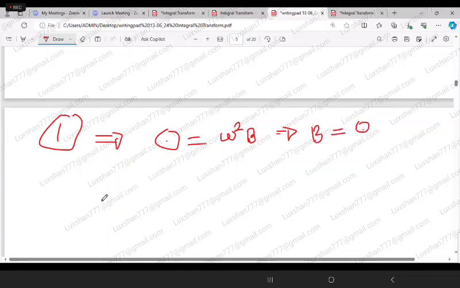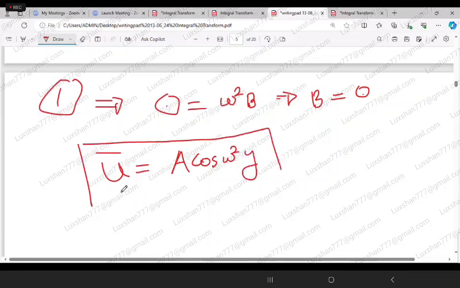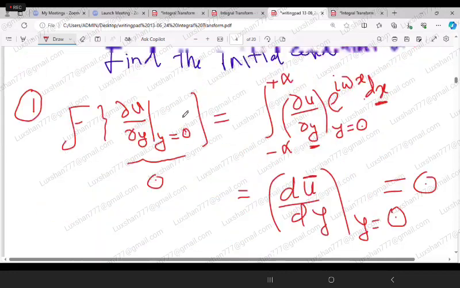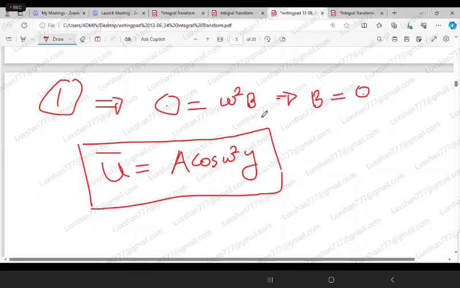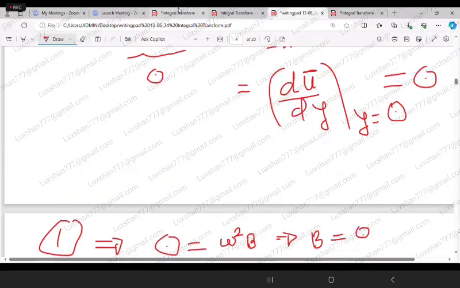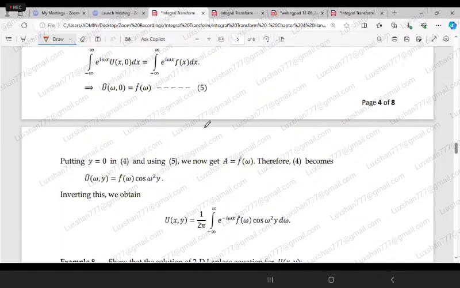Therefore, now we have the equation u bar equal to a cos omega squared y. Using this initial condition, we have found the value of b. That is why here it is given.